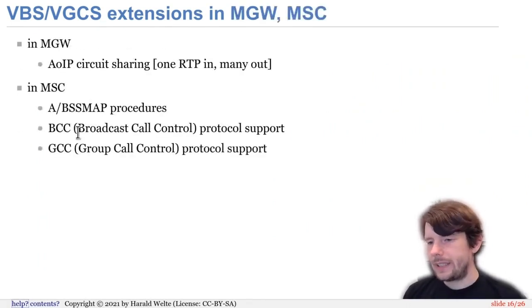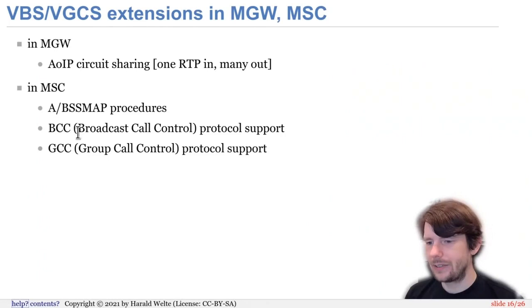On the media gateway, you will have to add something like AoIP circuit sharing, where you have, let's say, from the MSC to the BSC, one voice stream. And then the BSC needs to multiply that so that each of the BTSs within the coverage area gets one copy of that stream.